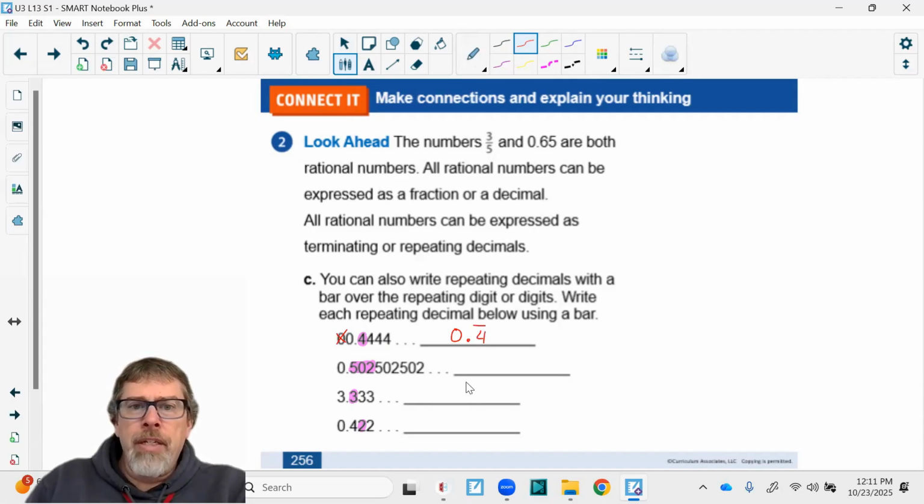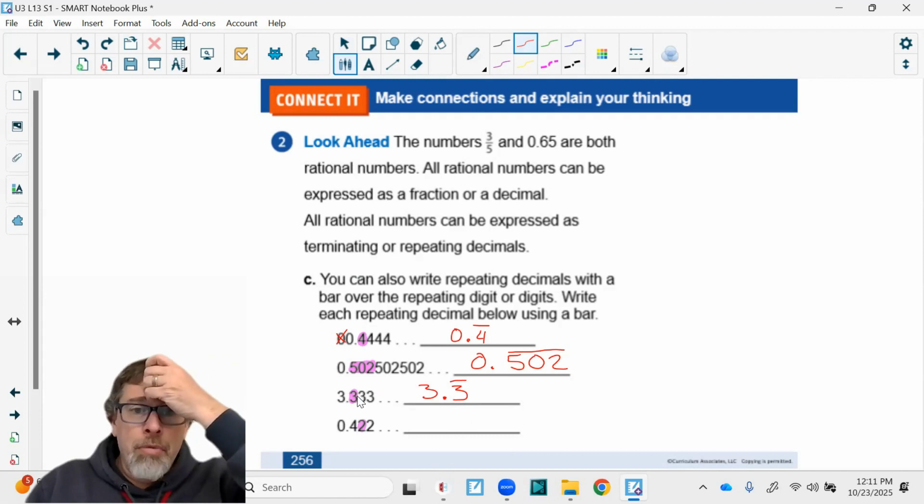0.4, and the 4 repeats, so you put a bar over it. The next one is 0.502, and the 502 repeats, so I put a bar over it. The next one is 3.3, and then the 3 repeats after the decimal.